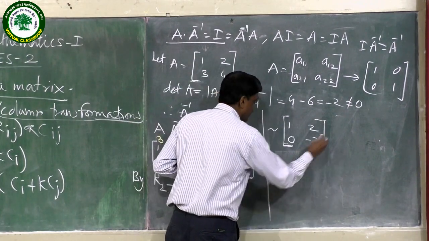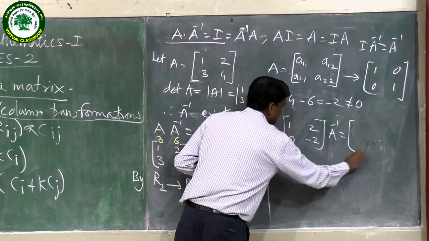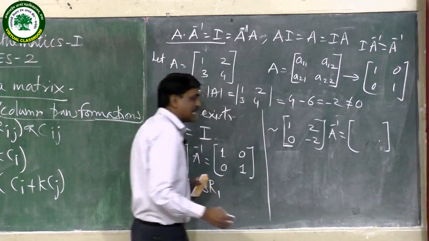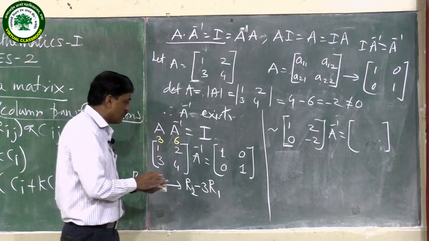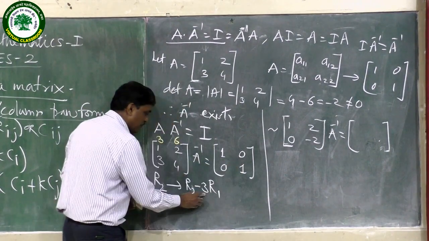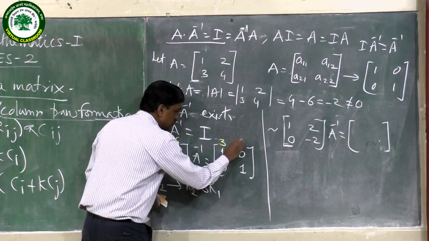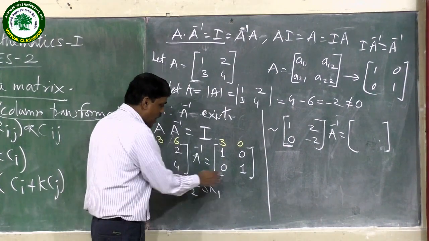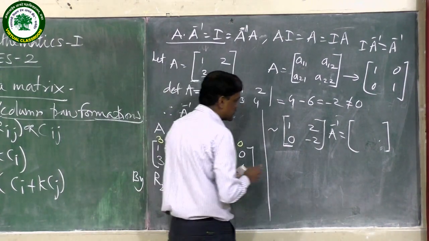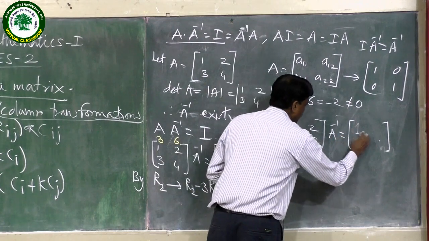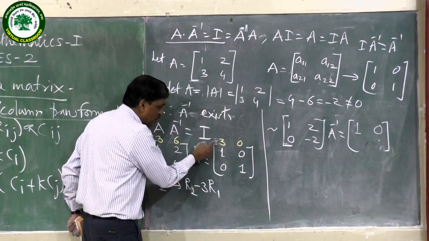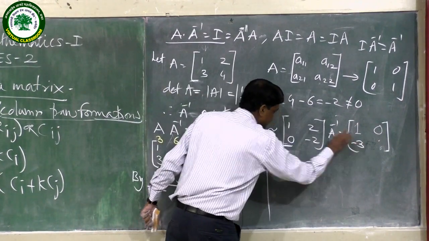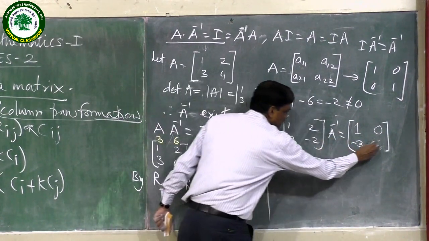As we said above, A inverse remains as it is. The same transformation is to be performed on the matrix I. Multiply the first row by 3, 3 into 1 is 3, 3 into 0 is 0. Subtract from the second row, so the first row remains 1 0, and the second row is 0 minus 3, which is minus 3, and 1 minus 0, which is 1.